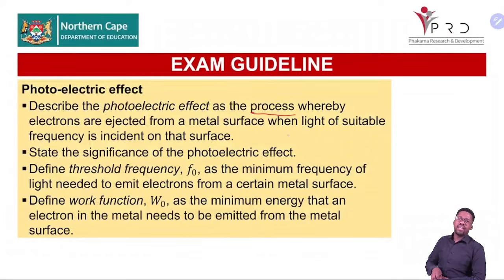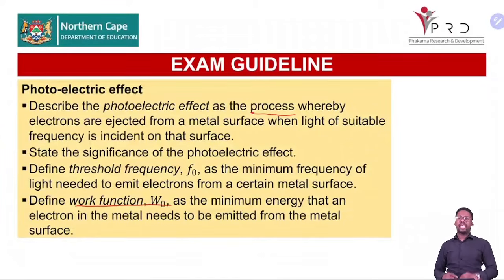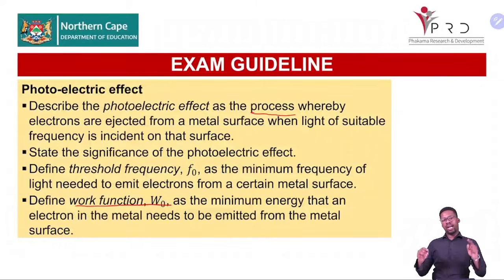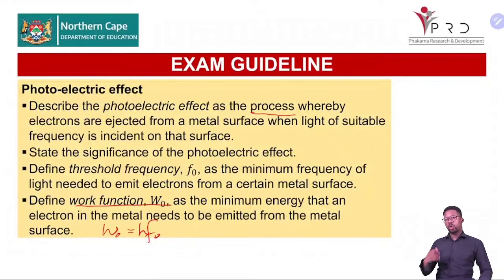It must also have enough energy. Now we are talking about what? Work function. What is work function? It is the minimum energy needed to eject electrons from a metal surface. And then the formula for work function is: work function is equal to Planck's constant multiplied by threshold frequency. So these are the 3 terms that we must make sure we are ready for as we approach our exam.